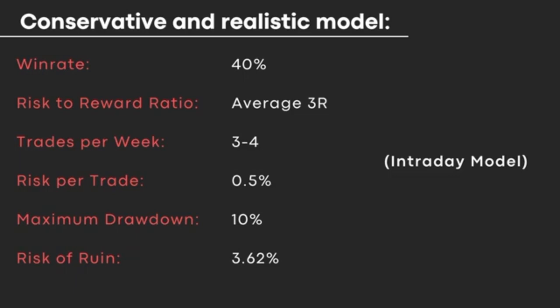Which means that if you have a similar model to this, where your win rate is at least 40% and you have an average risk reward ratio of 3R, and your risk per trade is constant at 0.5%, then there is only a 3.62% chance of you blowing your account or reaching the 10% maximum drawdown, which means your chances of blowing are really slim and next to none, which also alludes to the fact that even this conservative and realistic model with these metrics and parameters is good for prop firms, right?